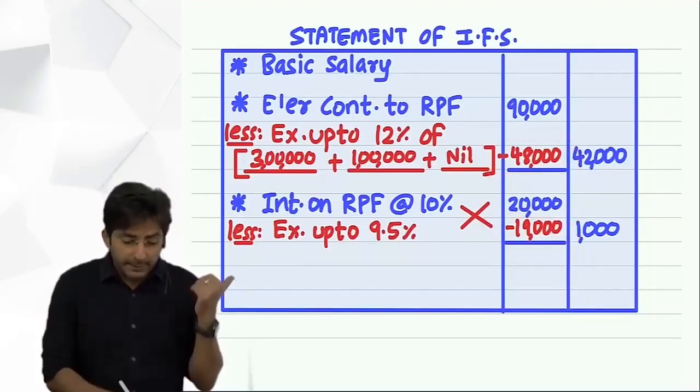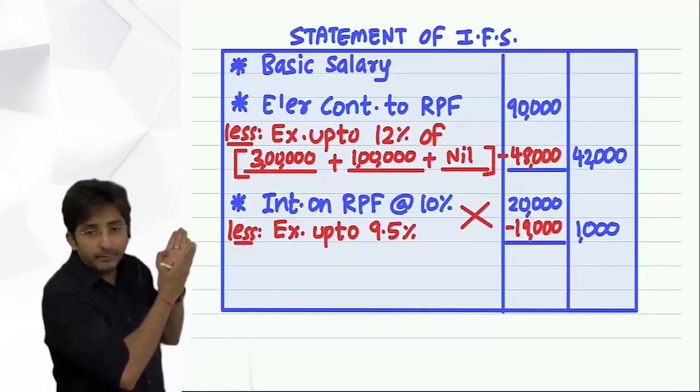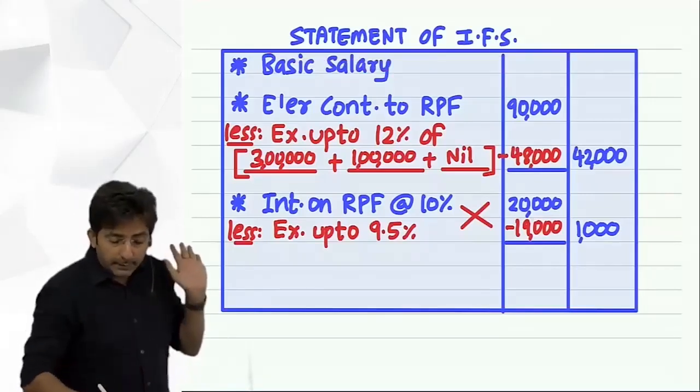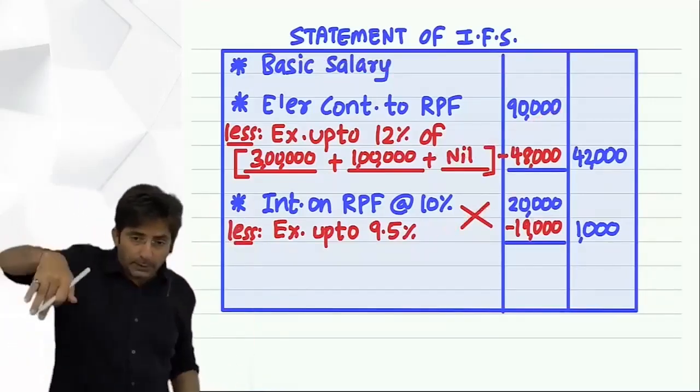In the fourth year, when this statement is prepared, see, this statement is prepared every year. So for the first 3 years your statement looked like this. Then in the fourth year, what will happen?